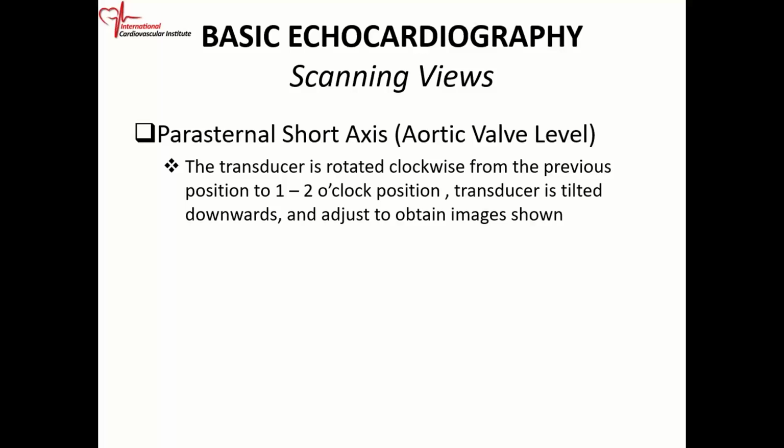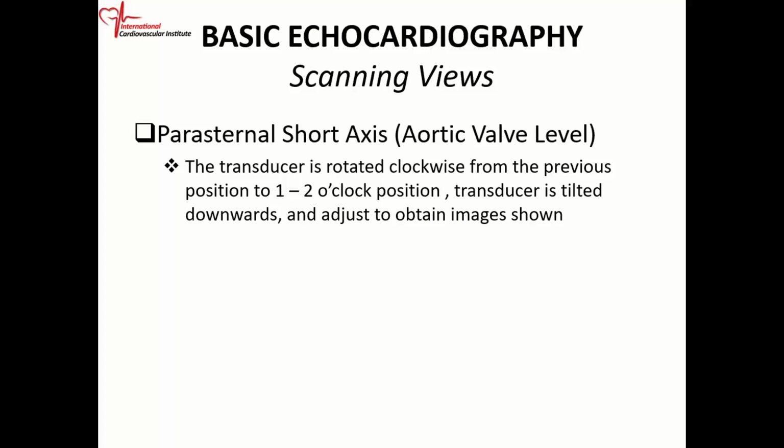Your starting position is always that parasternal long axis view, where the transducer is in the third or fourth left intercostal space with the marker pointing towards the patient's right shoulder. To get the parasternal short axis view, in that same position, you're going to rotate the transducer clockwise to about the 1 or 2 o'clock position. The head of the transducer, you tilt it downwards. Okay?